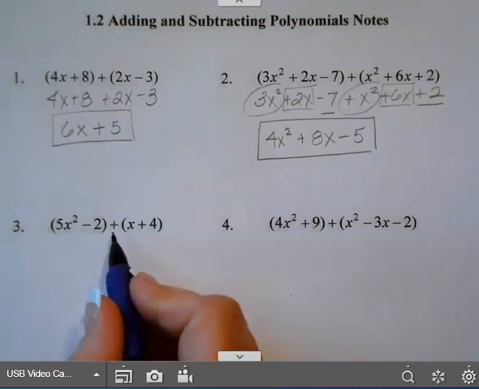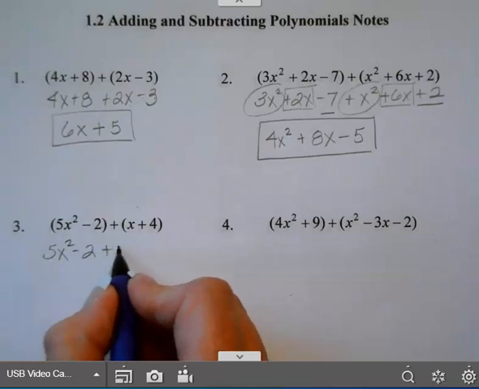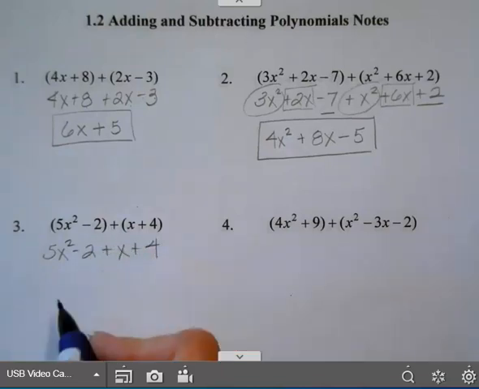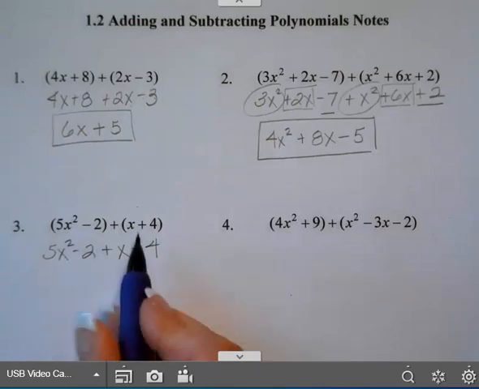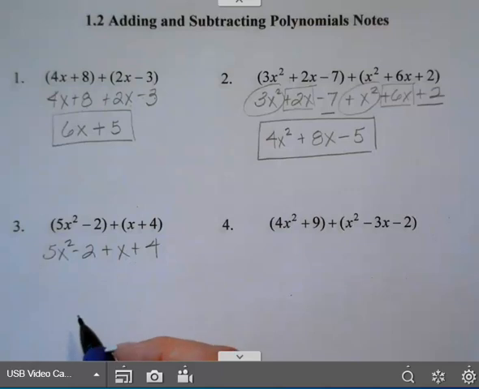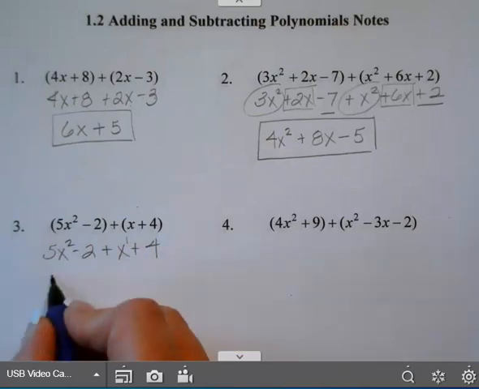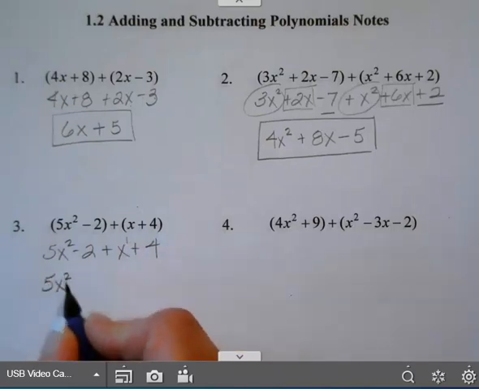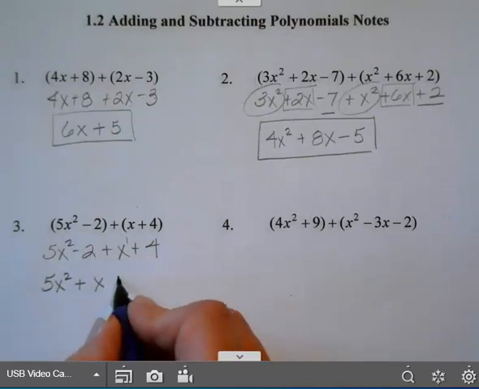Example 3, again, I have a plus, so I can just drop my parentheses. I only have one x squared term. This is x to the first, so they're not like terms. Even though they have the same variables, the exponents are not the same. This has x to the first on it. So 5x squared. I don't have any other x's. The only thing I can combine are my numbers. Negative 2 plus 4 gives me plus 2.